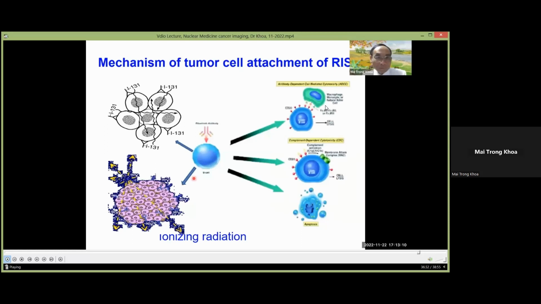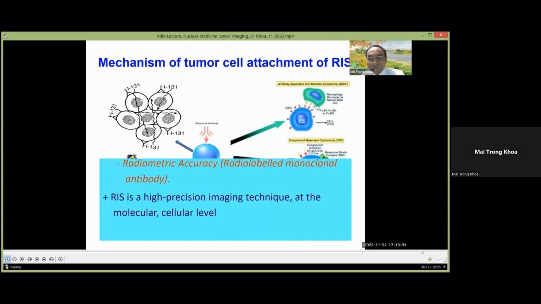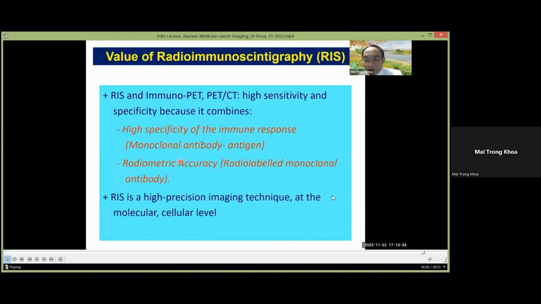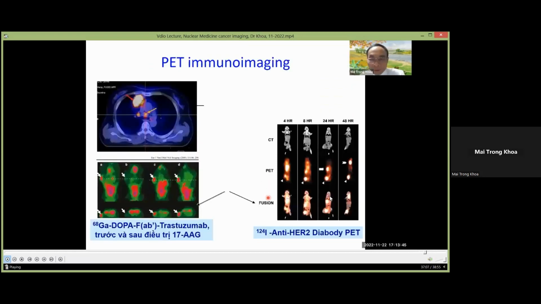And the same. This antibody, and you can see here, since this radiolabeled monoclonal antibody with sufficient affinity binds to a corresponding antigen on the surface of the tumor cell. You can see here that it is a high precision imaging technique at the molecular and cellular level. You can see here the PET images are very clear.